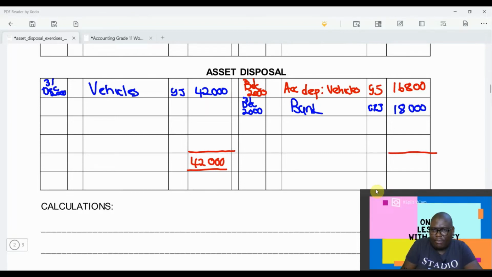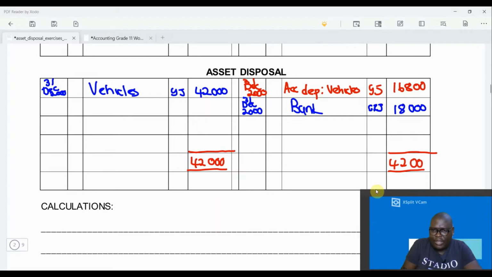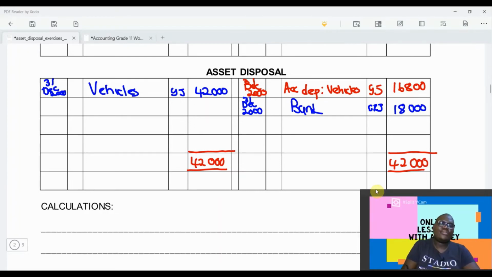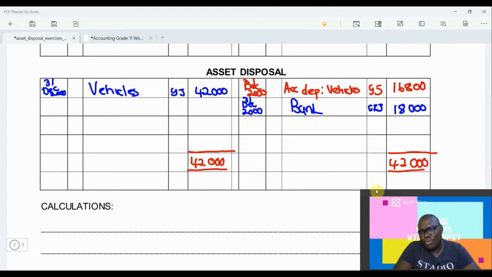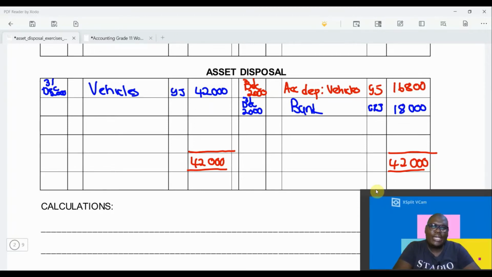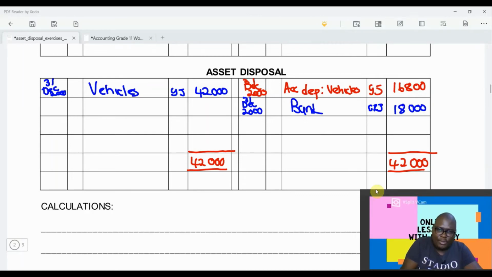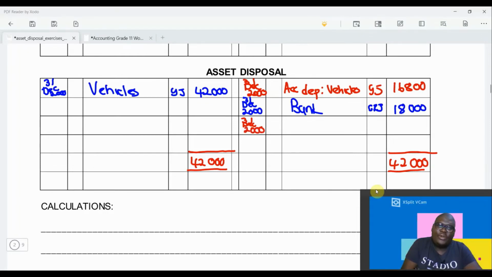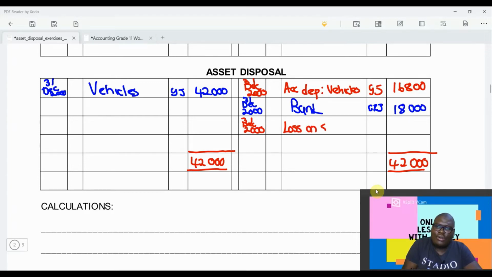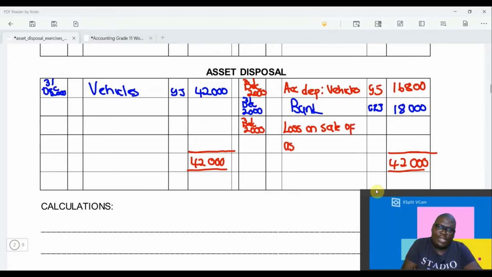Okay, this account is only, I think, 7 marks or something like that. It's 42,000. Now you can see that the credit side is short. Because the credit side is short, we're going to have on 31 December 2000 a loss on sale of asset.